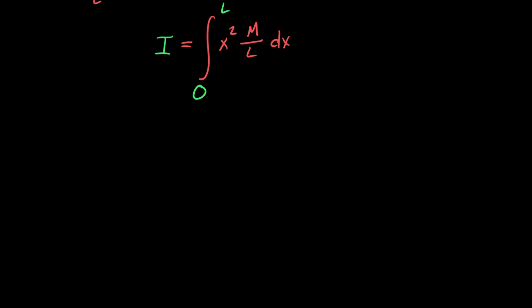I will say that this integral is pretty straightforward. M and L are constants. They have nothing to do with where I am. M is the entire mass of the rod, L is the entire length of the rod, so every single part of my sum has the same M over L in it. So I'm going to factor that out.